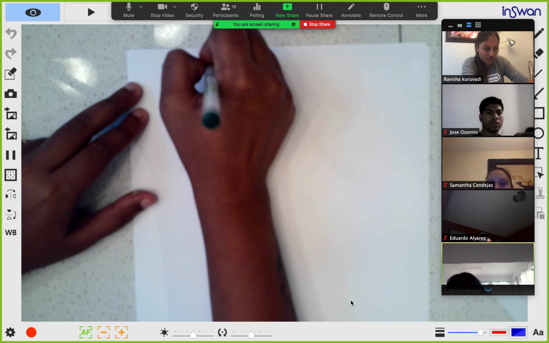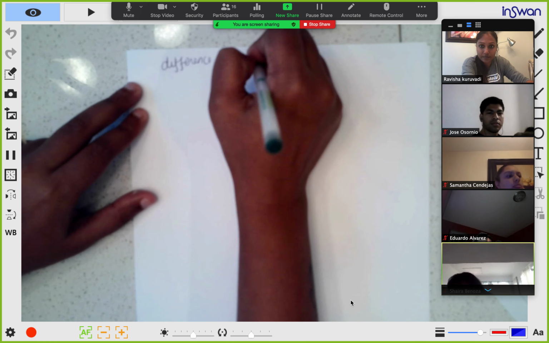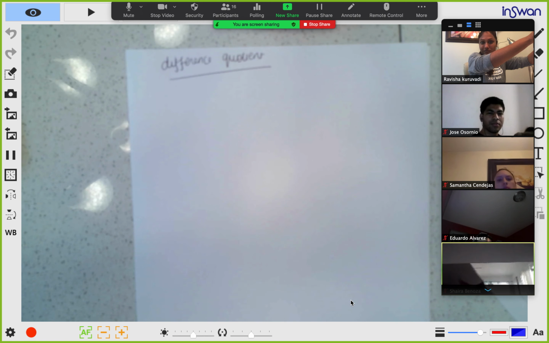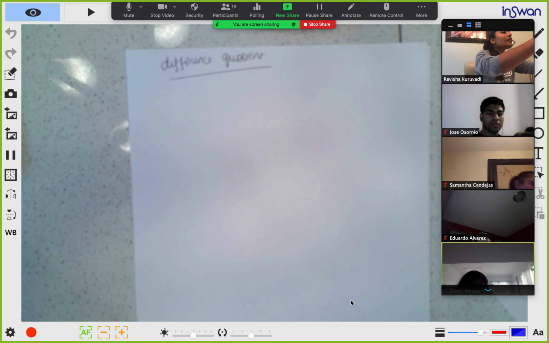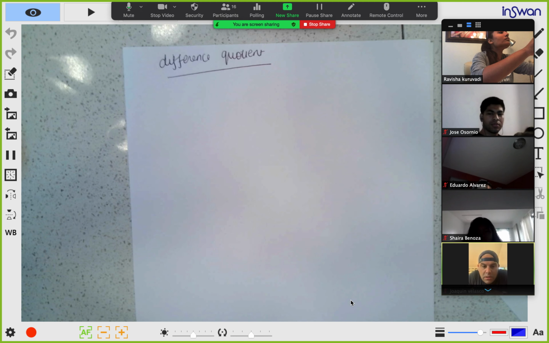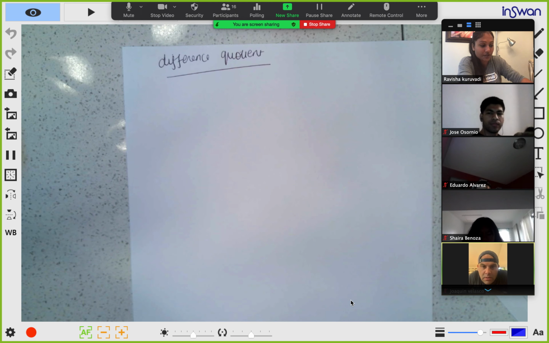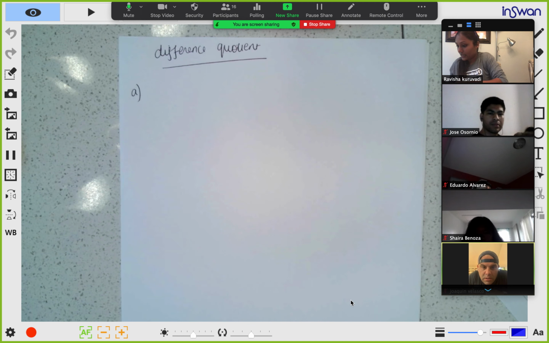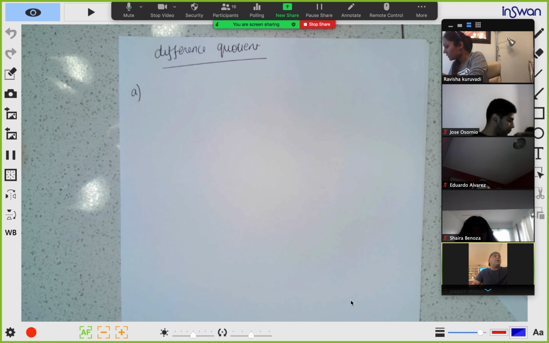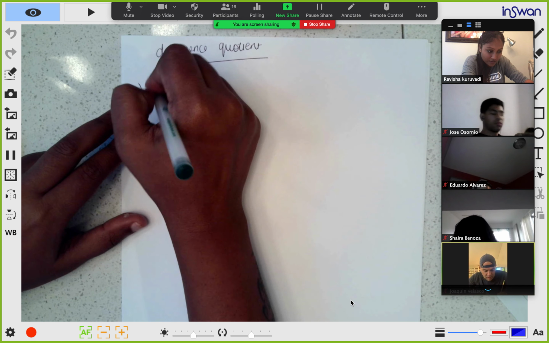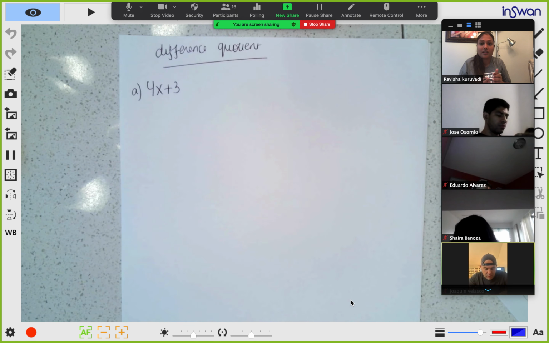Difference quotient. Yeah, it's here. So first, I'm going to do one part. Let's take an example. Let me see if there is a difference quotient example. So 4x plus 3. They say find the difference quotient for 4x plus 3.